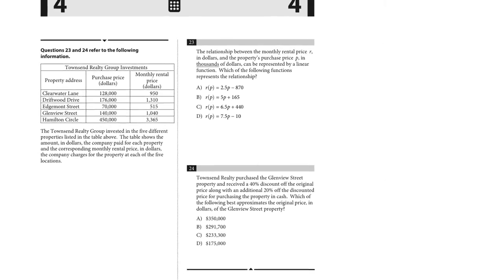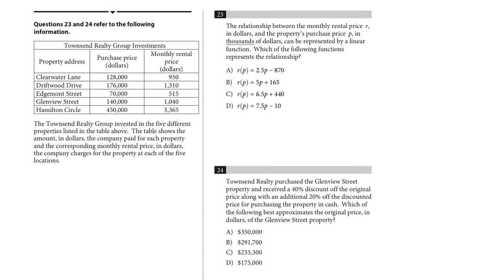Okay, questions 23 and 24 refer to the following information. The Townsend Realty Group invested in 5 different properties listed in the table above. The table shows the amount in dollars the company paid for each property and the corresponding monthly rental prices in dollars the company charges for the property at each of the 5 locations. So this is the monthly rental price. Let's take the first example.